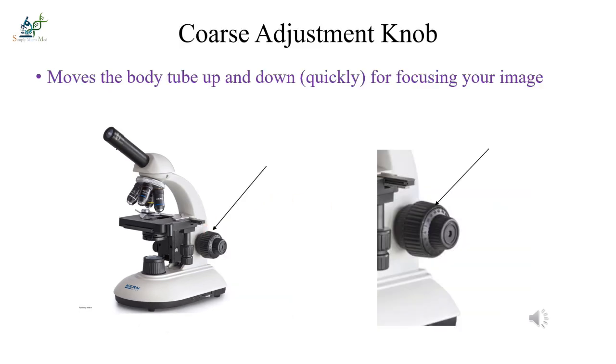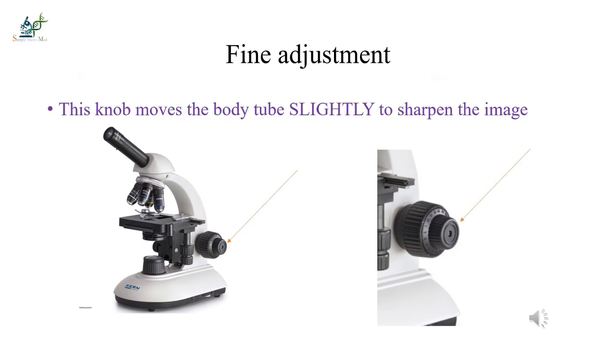Coarse adjustment. It moves the body tube up and down for focusing the image. So that means the coarse adjustment will help us to focus the image. Fine adjustment. This is the fine adjustment. This knob moves the body tube slightly to sharpen the image. That means first, with the help of the coarse adjustment, we will focus the image, and with the fine adjustment, we will sharpen the image for clear visibility.